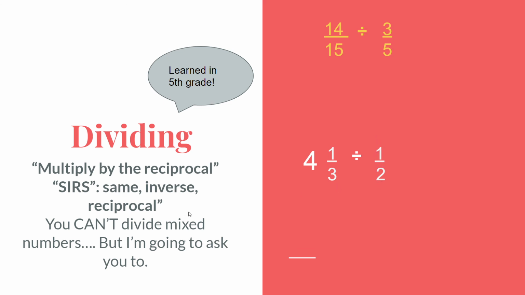Flip it upside down. Just like multiplication, you can't divide mixed numbers, but I'm going to ask you to. So you need to turn this mixed number into a fraction greater than 1 before you can do the multiplication. So here, keep it the same, multiply, flip it, you get 70/45. You have to simplify it. Both can be divided by 5. So divide by 5, divide by 5.